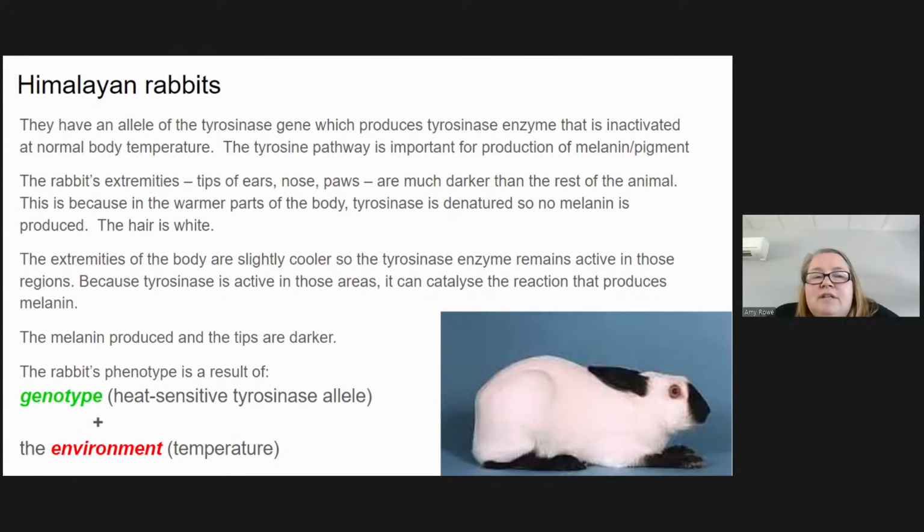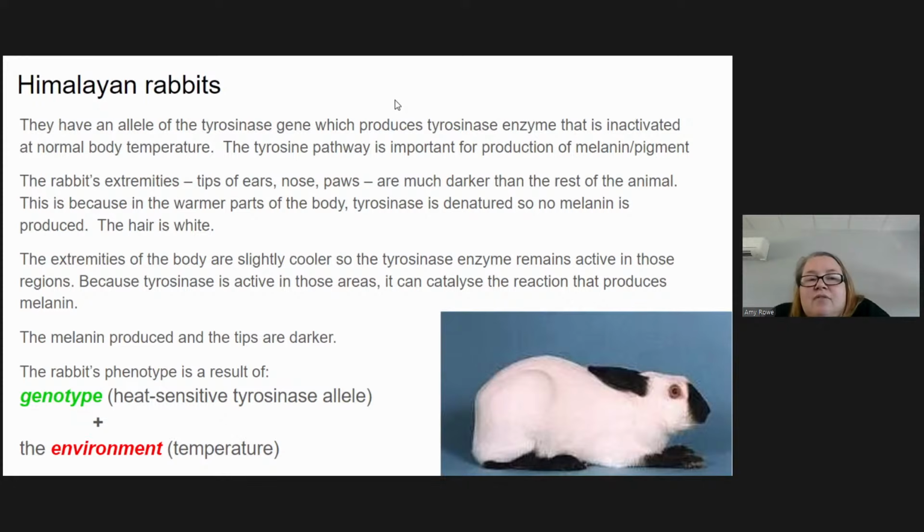So again, we'll have a look at an example. So here is our Himalayan rabbit. They have an allele of the tyrosinase gene. Tyrosinase is an enzyme that is involved in the production of melanin. And melanin is a pigment that in rabbits makes their fur black or dark brown.